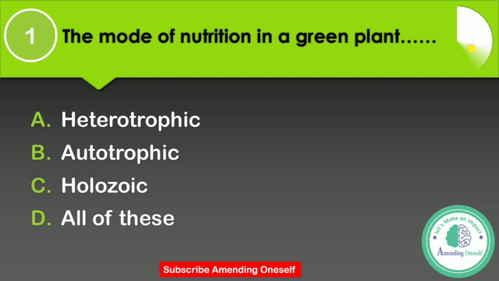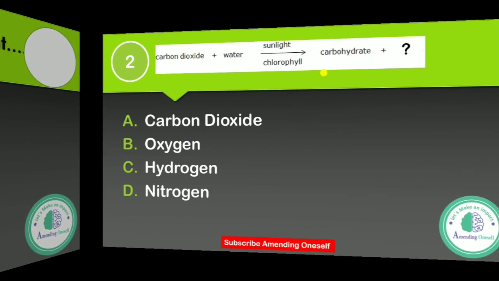You have to keep in mind. I repeat the question. The mode of nutrition in a green plant is blank. Option A, heterotrophic. Option B, autotrophic. Option C, holozoic. Or option D, all of these. Select wisely. Time is going to be up. Time's up.